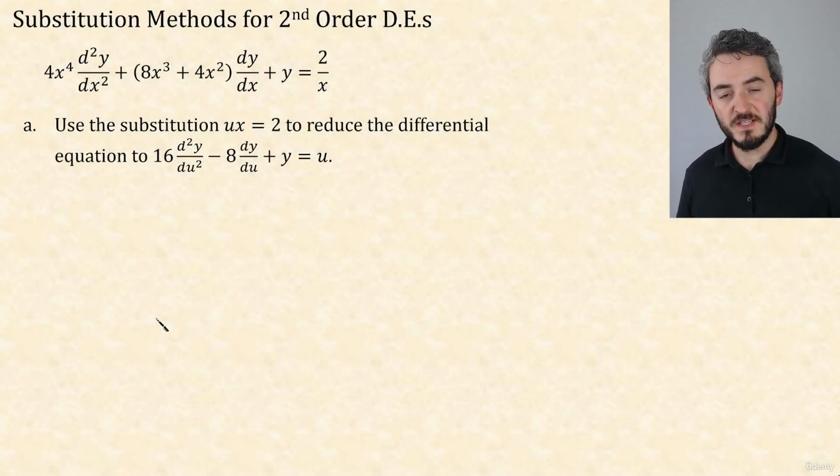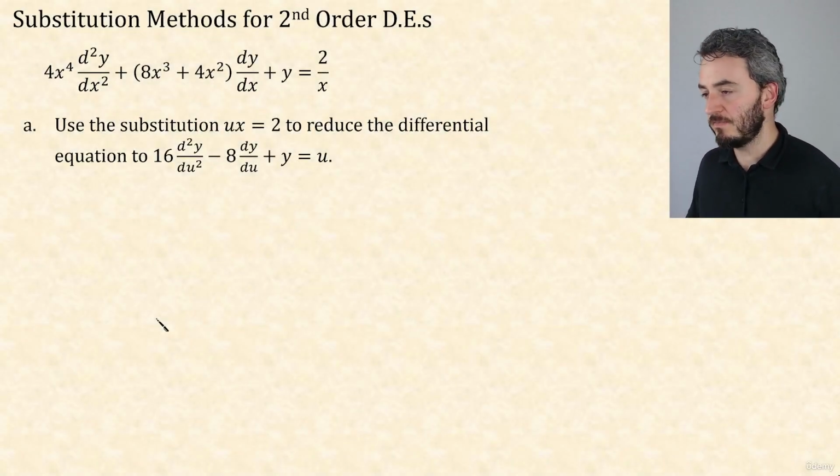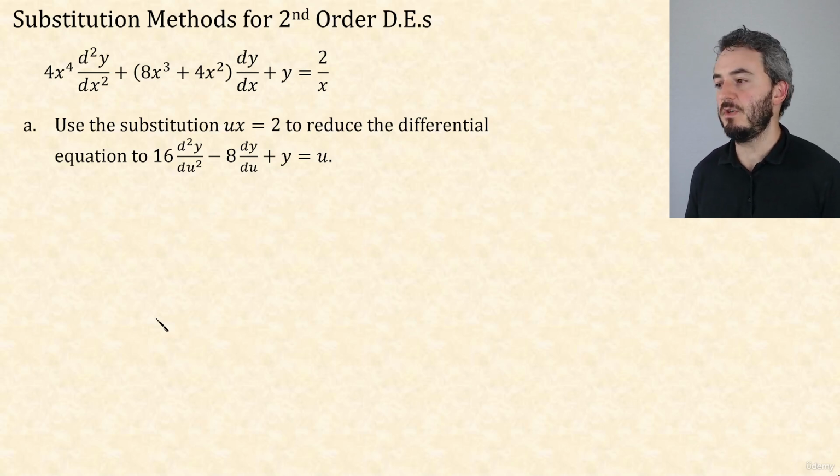In this video, we're going to continue looking at substitution methods for solving second-order differential equations. So here's one where we've got 4x to the 4 times the second derivative plus a cubic expression times the first derivative plus y equals 2 over x. And we are invited to use the substitution ux equals 2, and we're told what we're aiming for. Okay, so we want no x's. We need to get rid of all of the x's.